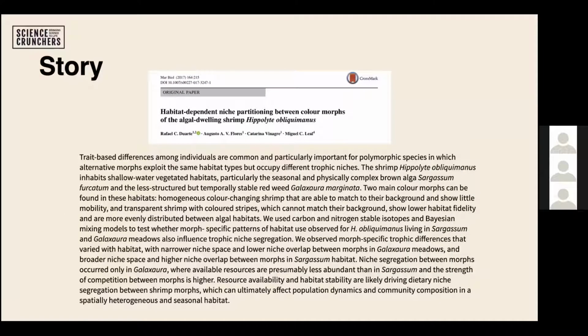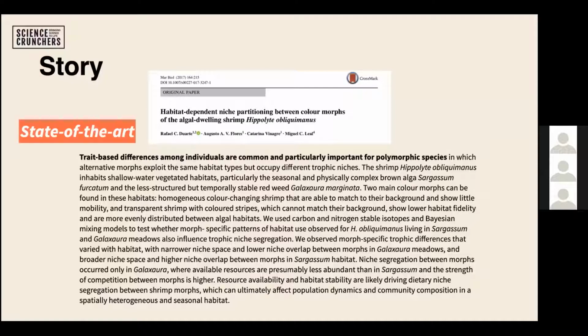So picking up on the last abstract I showed you, we can have a first sentence that can be identified as state of the art. So basically, trait-based differences among individuals are common and particularly important in polymorphic species. This can seem quite complex. Of course, it's a scientific paper. We show that species with polymorphisms rely a lot on differences between individuals. And in this case, we talked about color differences.